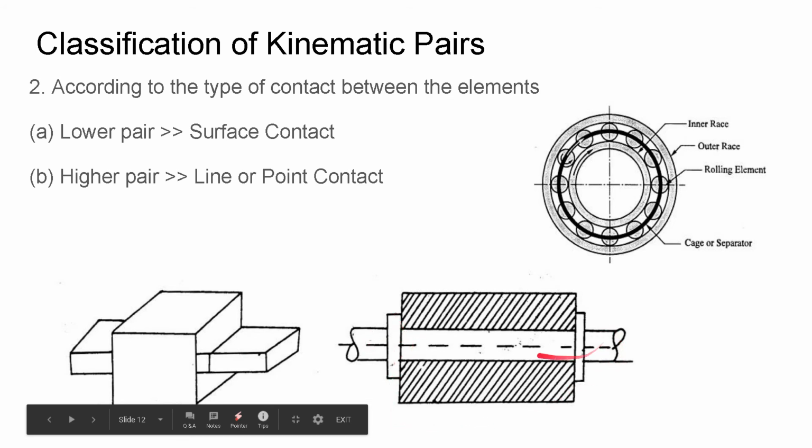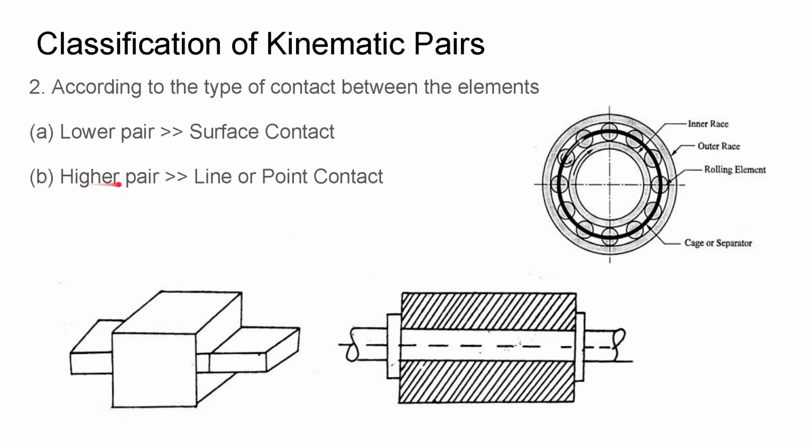So all the lateral surface is having a surface contact with the bearing or the outer surface, and a higher pair will have a line contact or a point contact. So these balls are fixed in a ring bearing and they are having a point contact or a line contact. So the balls will have a point contact at the race of the bearing. So they are called the higher pair, and we'll represent these two parametrically afterwards.